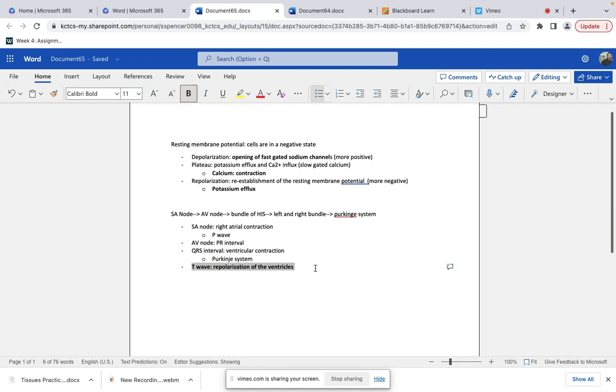And again, I would hope that you guys know the pacemaker of the heart by now, right? SA node equals pacemaker of the heart, right? It sets our heart rate.